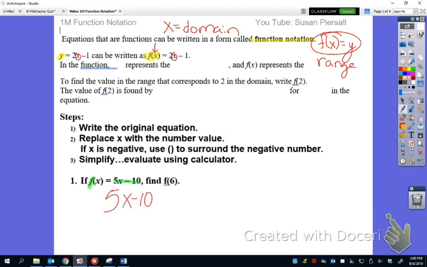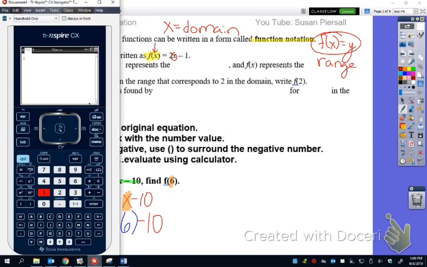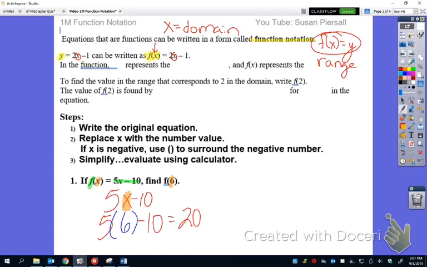Now, it says find f of 6. So that means wherever I see an x, I'm going to plug in 6, because those are in the same place. So 5, and remember if it's next to it, you do parentheses, and there's my 6. And then I'm going to bring down the minus 10. And then I put it in the calculator just like that. You do just the exact same thing and hit enter. And you get 20. So my answer is 20. Okay, so f of 6 equals 20.